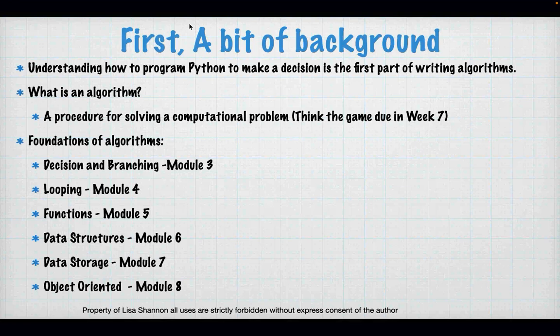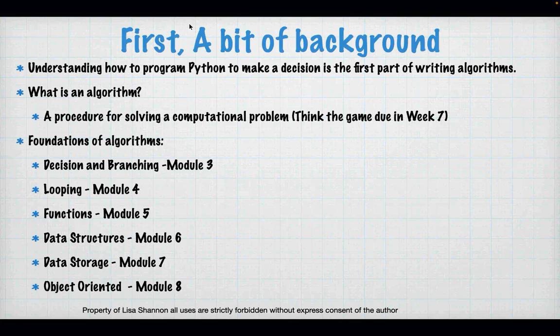Understanding how to program Python to make a decision is your first part in writing an algorithm. An algorithm is simply a set of procedures for solving some form of computational problem. Think the game in week 7. That is a computational problem. You will have a couple of algorithms that you have written. Everything we do from here to the rest of the class is either about writing algorithms or structuring the data so that the algorithms can use it. So this week, we're talking about decisions and branching. We're going to ask questions to the computer, and based on the data that the computer has at that moment, it's going to give us an answer.